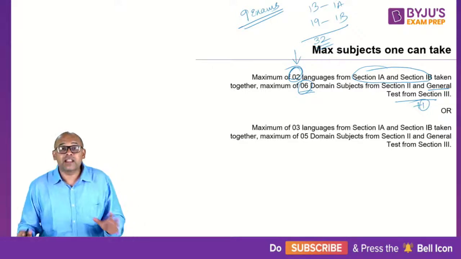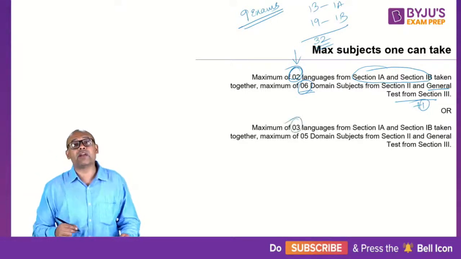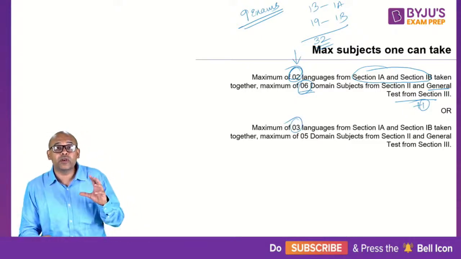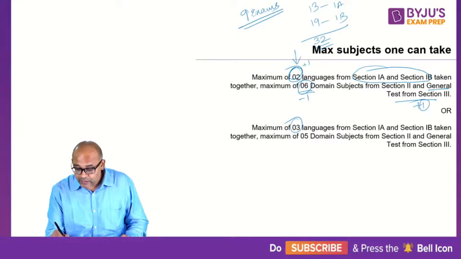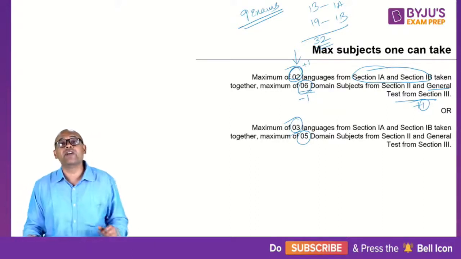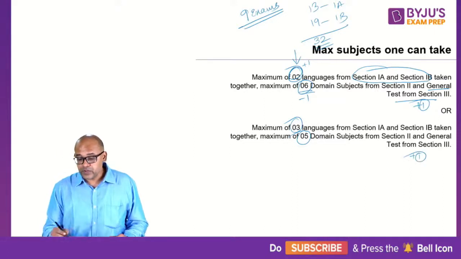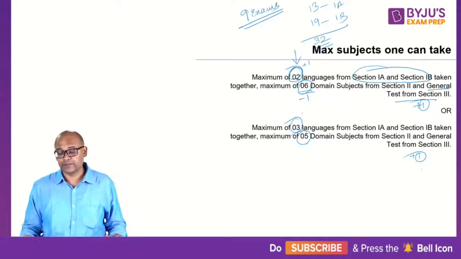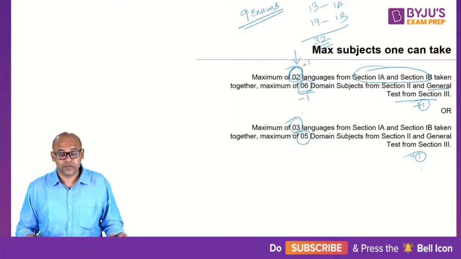Okay, whereas the other way in which you can write 9 is, if for some reason you want to write more languages in 1A and 1B, then you can go up to 3 languages, but because यहाँ पे एक बढ़ गया है, यहाँ पे एक घट जाएगा, so that 6 now becomes 5. So you'll be required to write, if you're writing 3 languages, then 5 domain specific and the 1 general test. So 3 plus 5 plus 1 is again 9. Okay, so this is the basic breakup in which you can write your subjects, right?